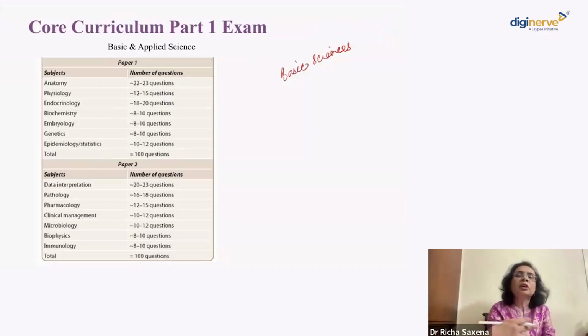It'll be more of a test of your basic knowledge, because the problem is the Royal Colleges of the UK don't recognize the degrees of the immigrants. So to ensure that they are capable of practicing in their country, they conduct this MRCOG exam. And part 1 is basically a test of your basic sciences.